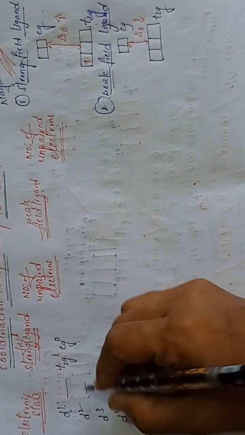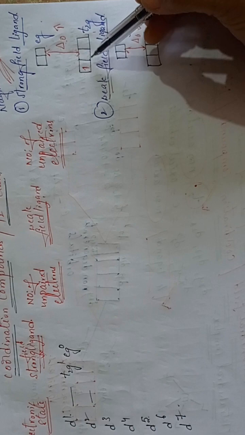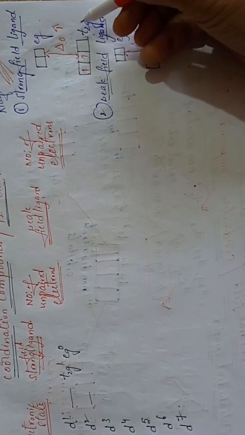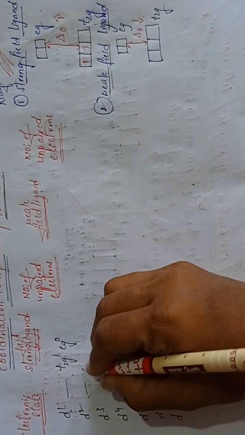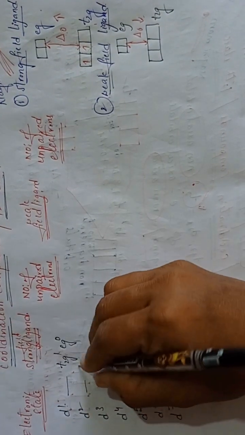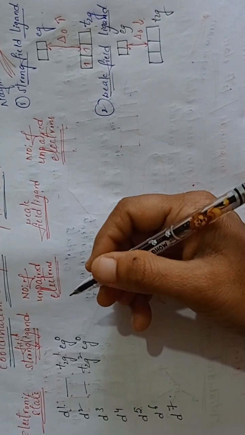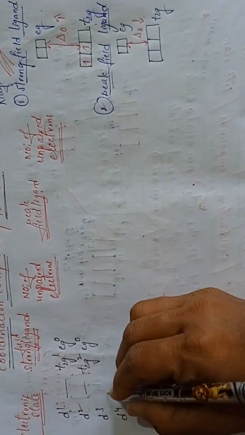Now D2. D2 means how many electrons are there? 2 electrons are there, 1 here, 1 here. So total 2 electrons. Correct? 1, 2. Now what is the electronic configuration? T2G2, Eg 0. Are you understanding? T2G2, Eg 0.